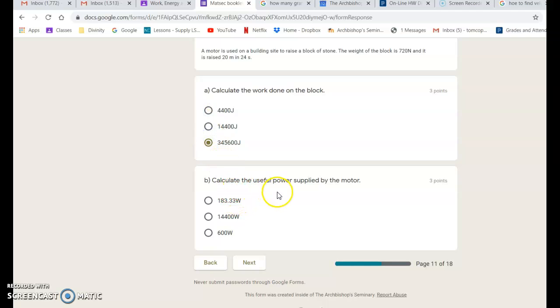So now calculate the useful power supplied by the motor. We know that power equals work done all over time. Now you found the work done in question A. And what you have to do is the answer of work done all over 24 seconds. So the answer of A, division by 24, and you'll get the answer, one of these three.